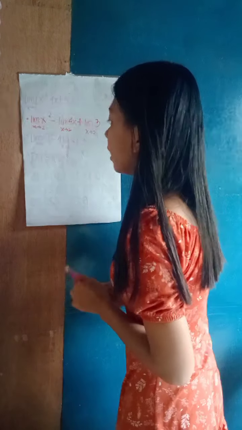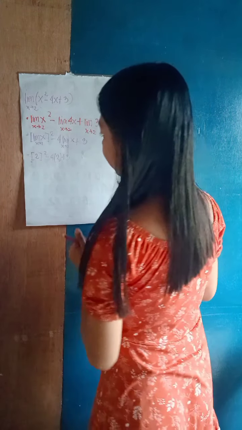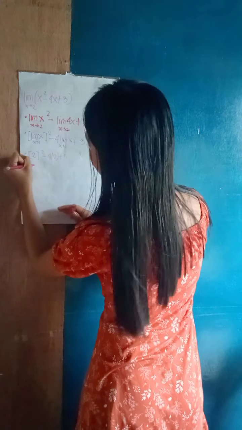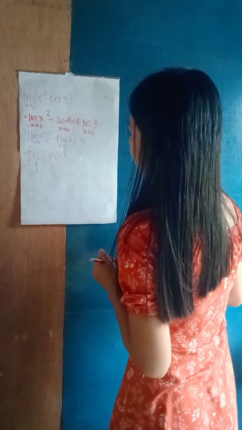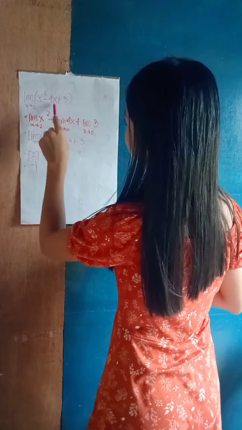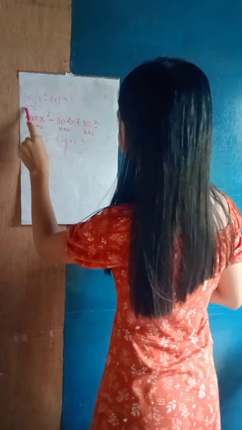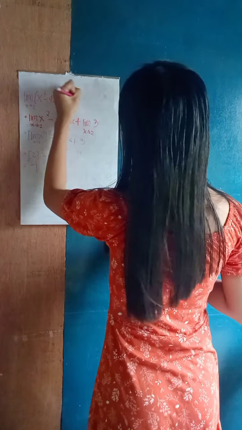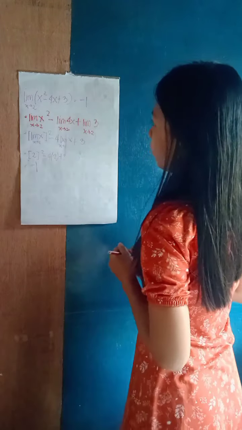Then, perform the indicated operation. Negative 1. The final answer for limit quantity x squared minus 4x plus 3 as x approaches 2 is equal to negative 1.